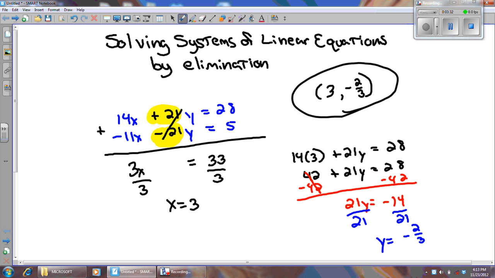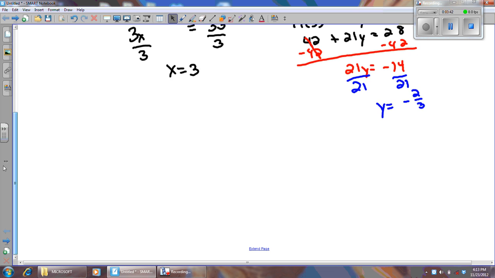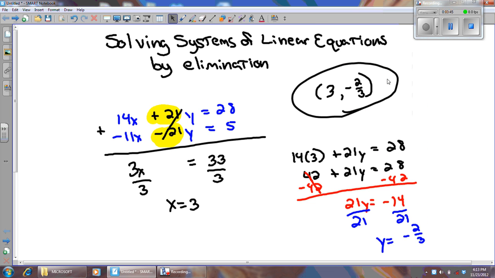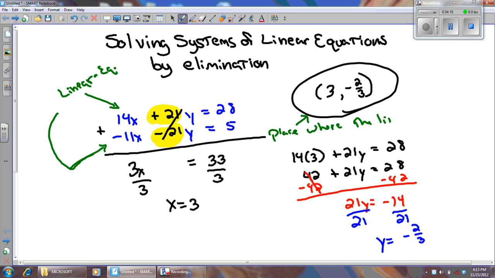And there's my solution. Now some of you go, wow, that was so much easier. Well, sometimes yes and sometimes no. You have to be a master of all the different methods so you know which one to use. By the way, in the video yesterday, I mentioned what these are. These are linear equations, right? This is a linear equation in standard form, and if I graphed it, I'd get a line. This one is almost in standard form too, and if I graphed it, I would get a line. This point is the place where the lines cross. That's what the solution is. We're finding a place where the lines cross.